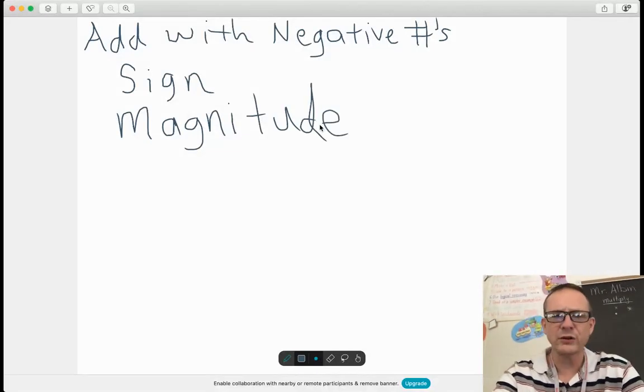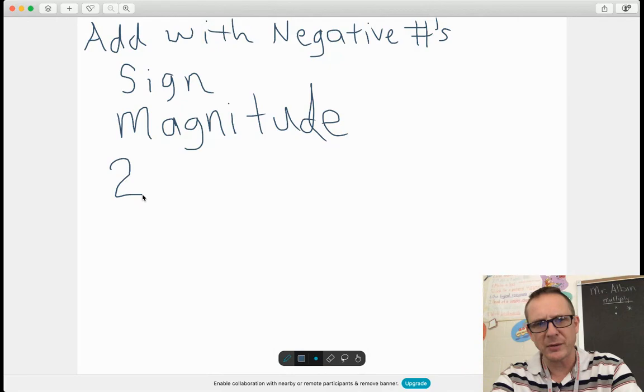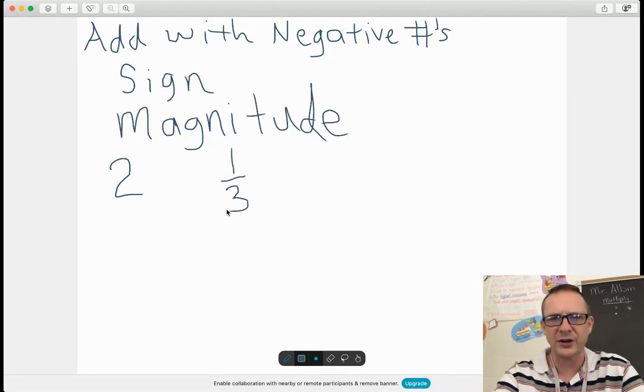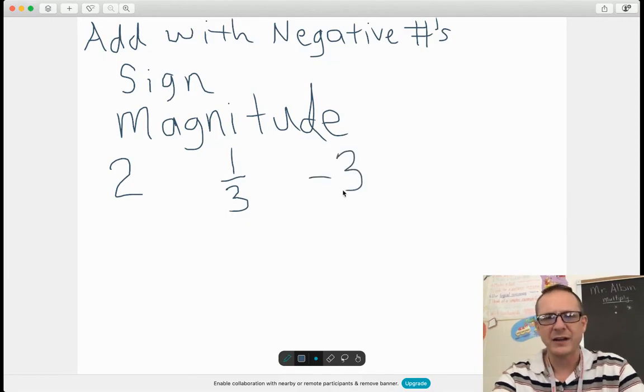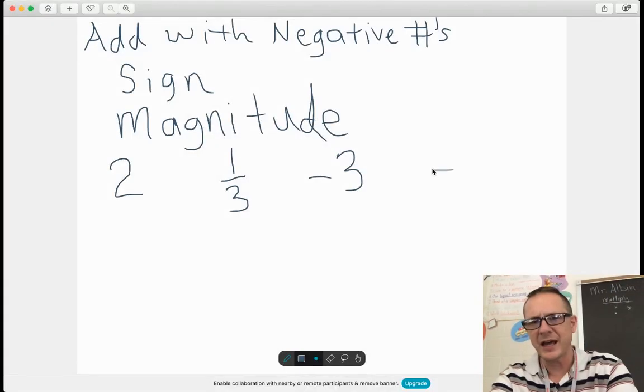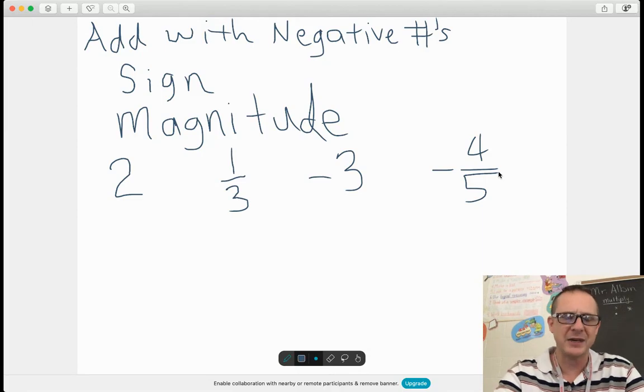Now, we're used to working with numbers that have positive signs, like the number 2 represents a positive 2. The number 1/3 represents a positive 1/3. However, numbers can also have a negative sign, like -3. That's a negative number. -4/5 is a negative number. So by the sign, I mean whether it's positive or negative.